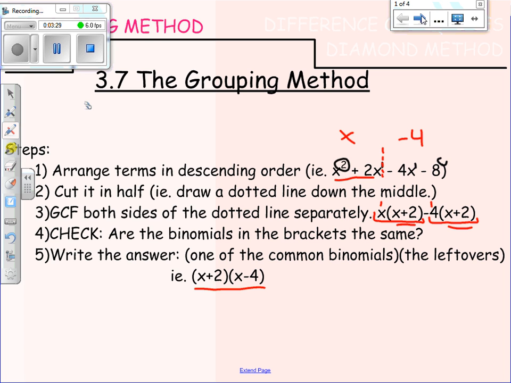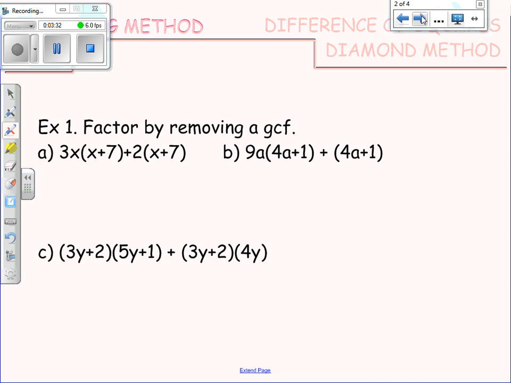Examples. It's the best way to learn. What's the greatest common factor in this first one? X plus 7, right? We have an x plus 7. We have an x plus 7. So you can factor that out of both of them. So what are you left with? If you take x plus 7 away from this first one, what are you left with? 3x. What are you left with for this next one? Plus 2.